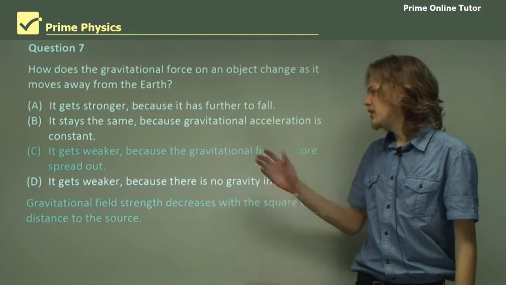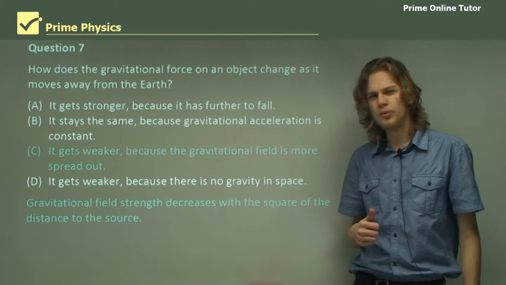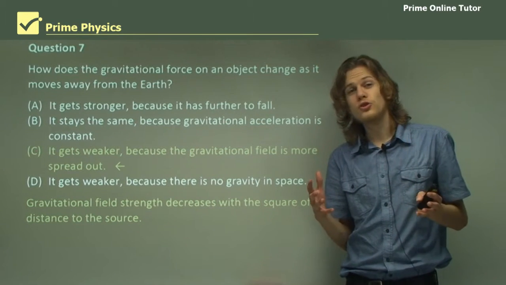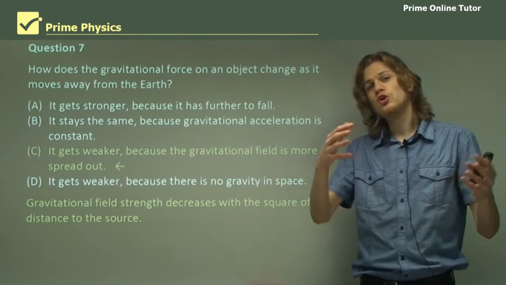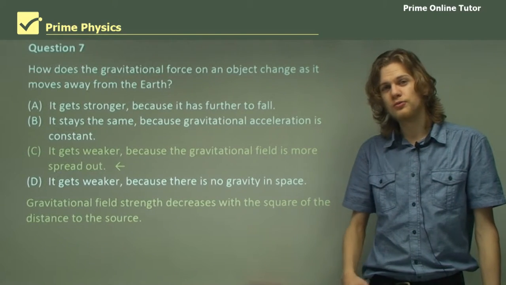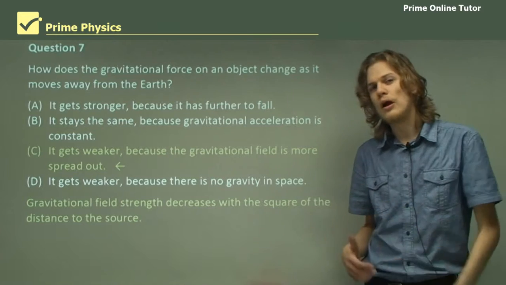Our last option is C. It gets weaker because the gravitational field is more spread out. And this is the correct answer. This is the reason that in Newton's universal law of gravitation, the denominator is r squared. It's a signal that the gravitational field is spreading out as we move away from the Earth.